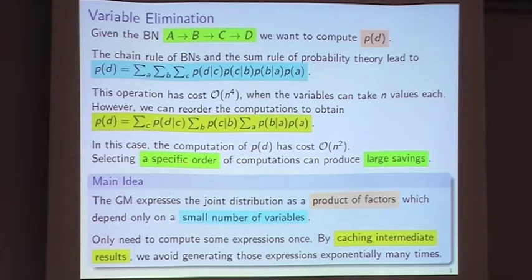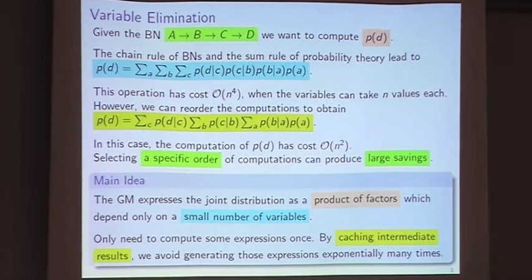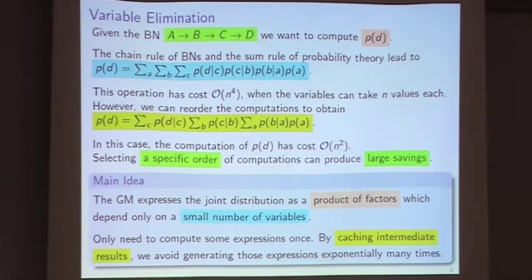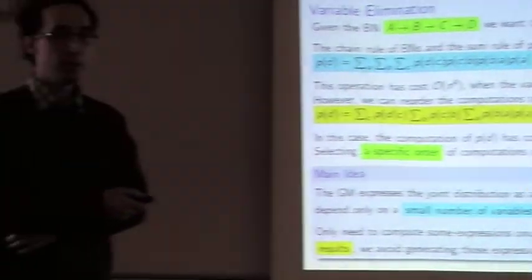In the end, the computational cost in this case scales as n times the square of n, because the largest factor that we are computing in this case depends only on two random variables. So by specifying an order in which we are going to do the computations, we can produce a very large savings in computational cost. And the main idea is that the graphical model expresses the joint distribution as a product of simple factors that depend on a small number of random variables, and we only need to compute some expressions once.